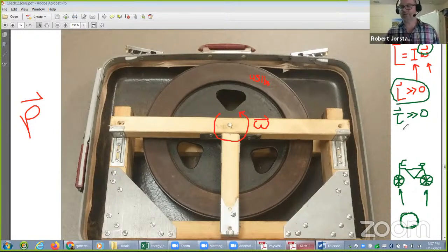You either need a large torque, or you need a large time for that torque to act, if you're going to change it. On a bicycle, it's actually the time factor. You have more time to react before your bicycle falls over. And that's the issue. So that's kind of interesting.